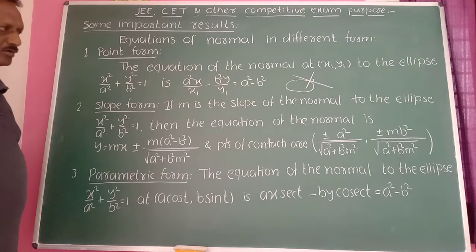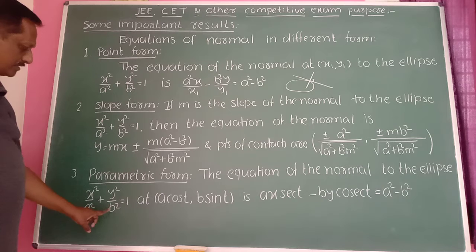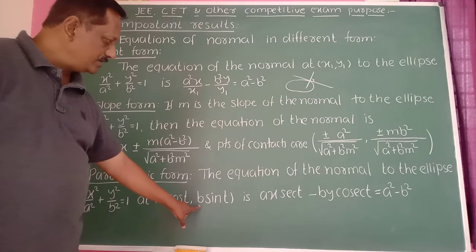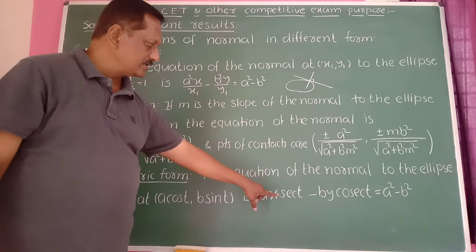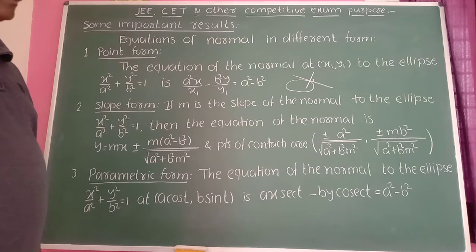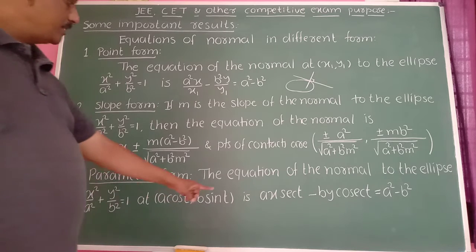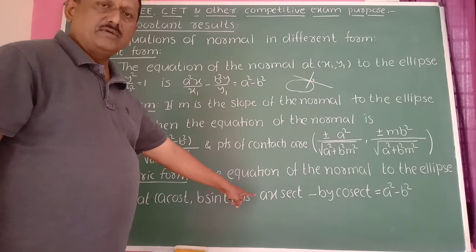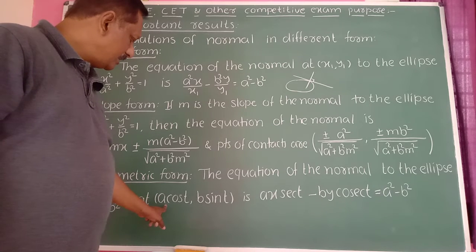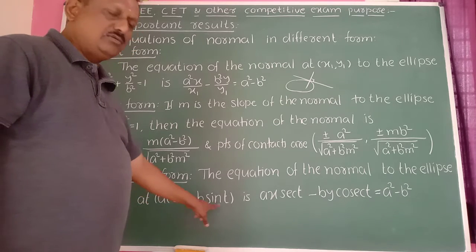Next, the third one, parametric form. The equation of normal to the ellipse x²/a² + y²/b² = 1 at (a cos t, b sin t) is ax sec t − by cosec t = a² − b². So this is the parametric form of the equation of normal at the point t, where the point t means (a cos t, b sin t).